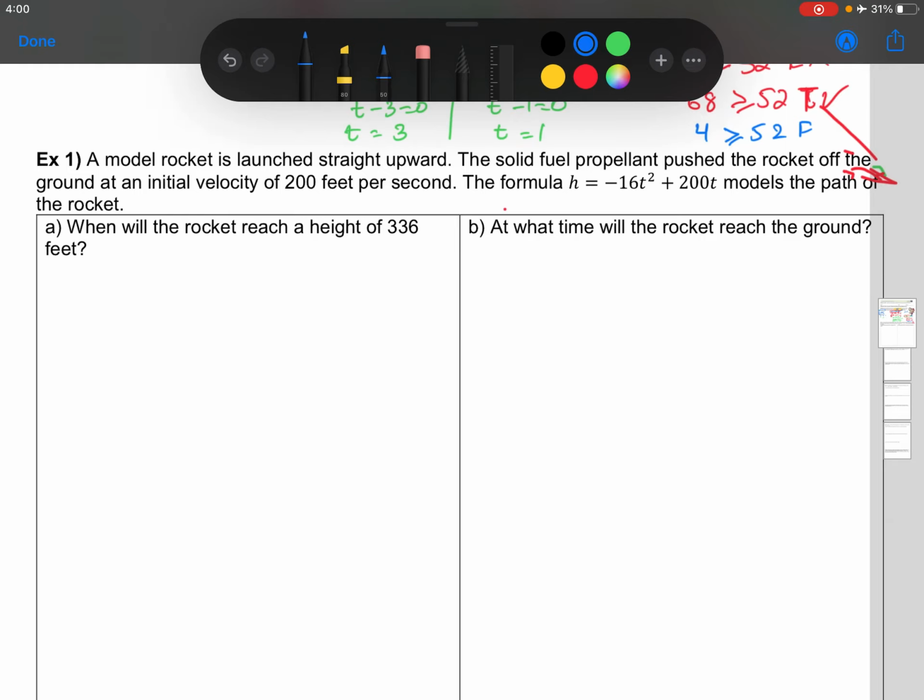I want you to pause the video for example 1 also, because they're very similar questions, and try to do it. So example 1 says a model rocket is launched straight upward.